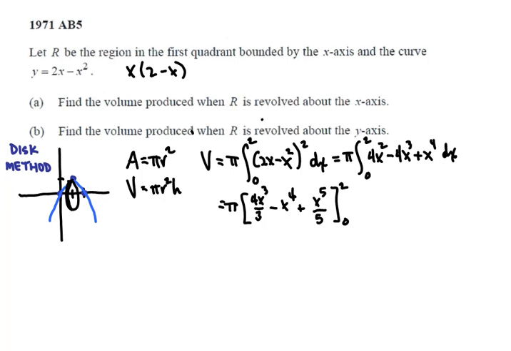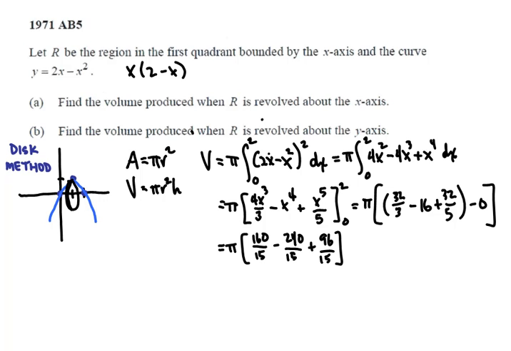We're going to evaluate that at 2 and subtract from that the expression evaluated at 0. Evaluated at 0, we can see the entire thing will be 0. The rest of that is just finding a common denominator, which would be 15ths. And we get pi times 160 fifteenths minus 240 fifteenths plus 96 fifteenths. And that ends up as 16 pi over 15. So that's part A, finding the volume when R is revolved around the x-axis.